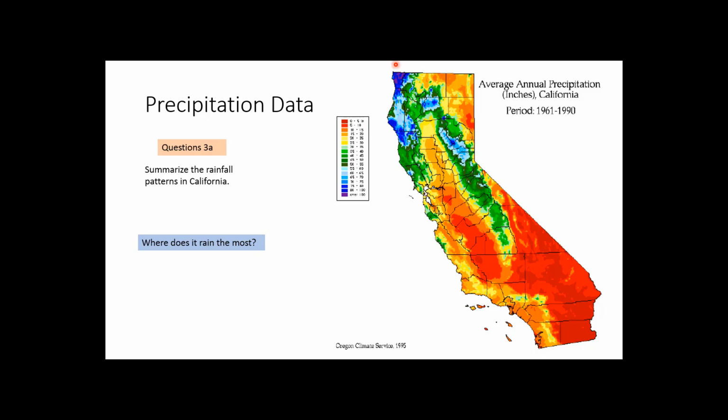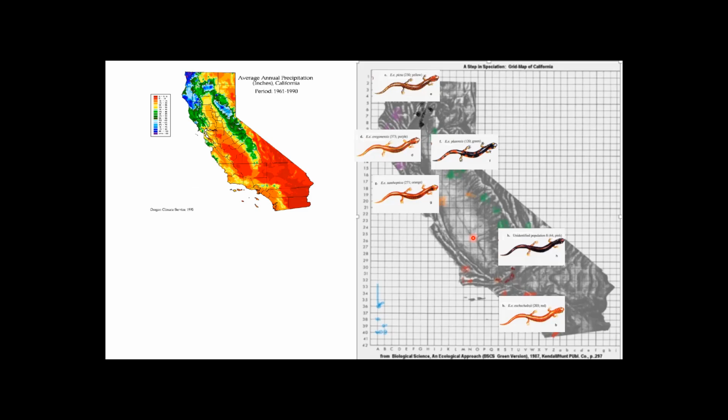All right, so look at the blues and the greens, where is it raining the most? And you describe that, and then where does it rain the least? So notice it seems to be raining the least in these areas here. All right. Next, okay, question 3B.